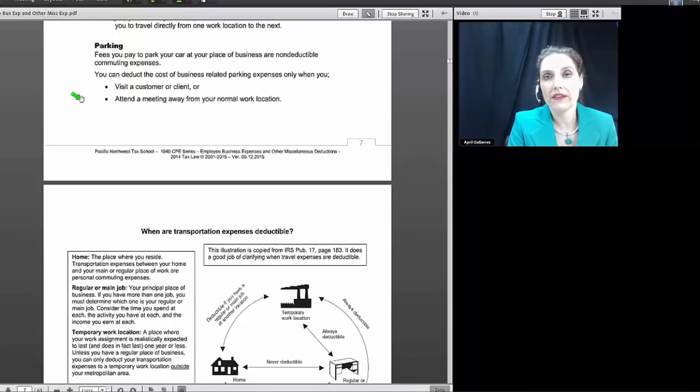Now, whether or not the employer provides free parking to an employee makes no difference in terms of whether an employee can claim the cost of parking themselves. The answer is if you're paying to park at your normal work location, it's non-deductible. But if you're paying to park somewhere away from your regular work location because you are attending a meeting or visiting a client, then it is deductible.